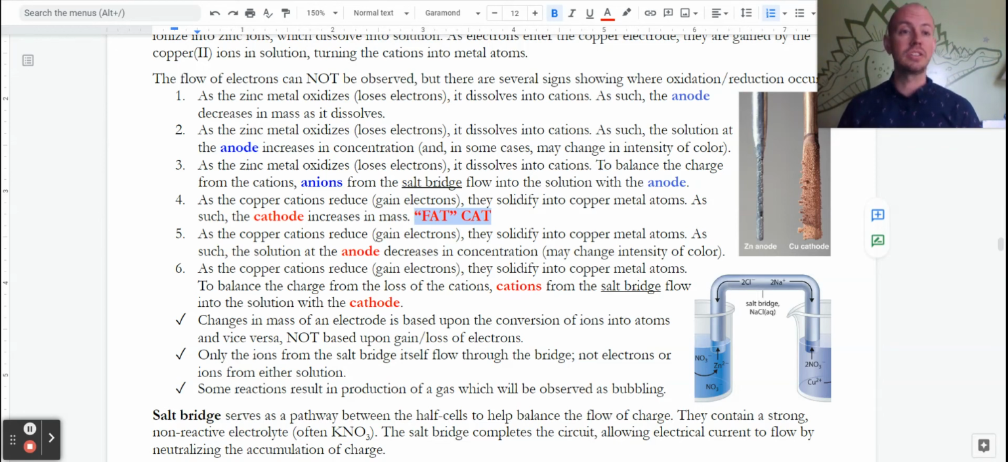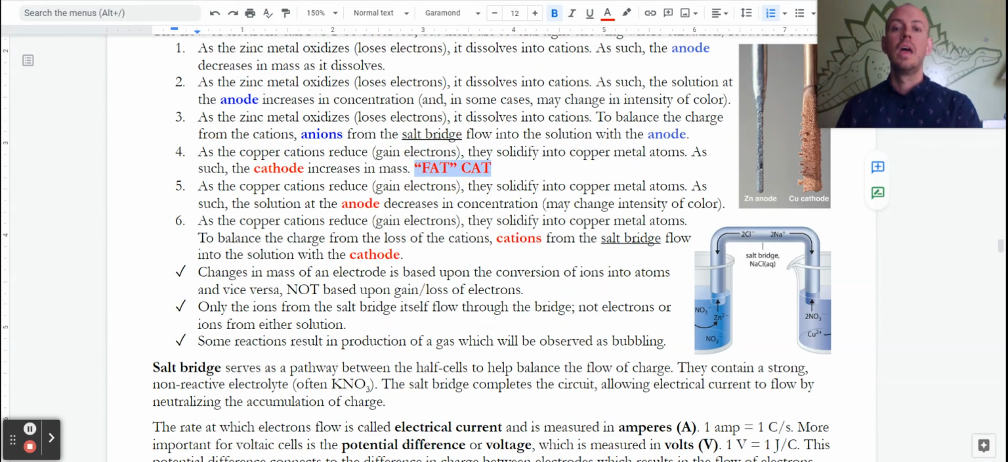Some of these reactions, and we'll look at a lot of them together, will produce a gas. So bubbling at the cathode or anode at an electrode is often a sign or an indication of what is reacting in that reaction. Then the last thing for this video is just stating a little bit more about the salt bridge.